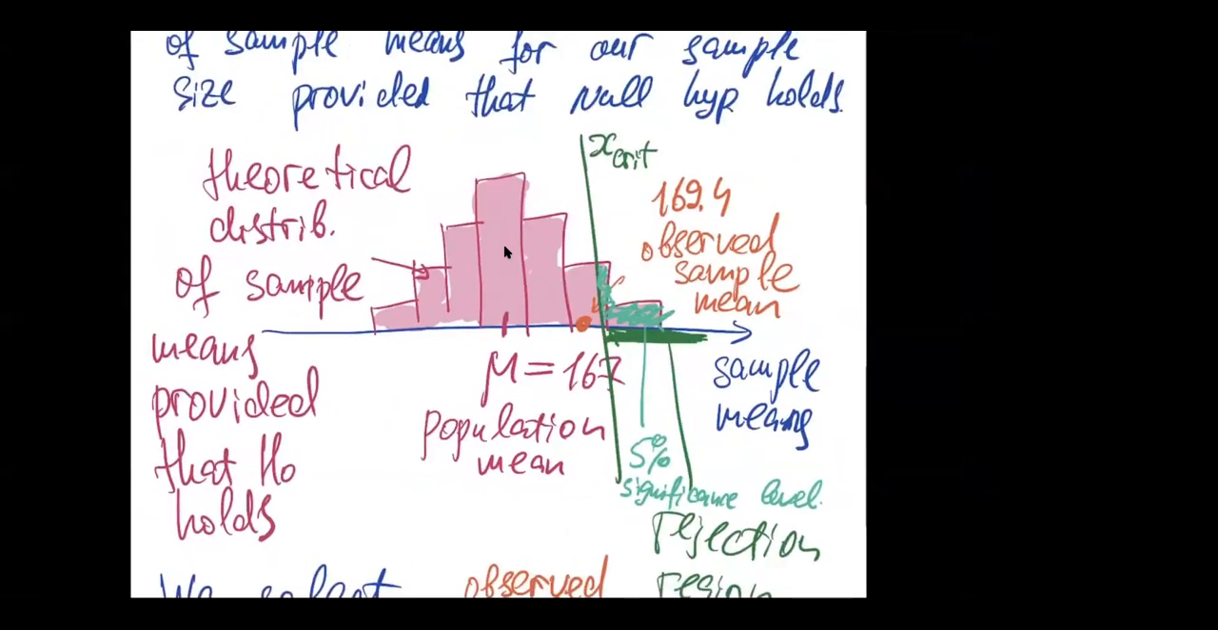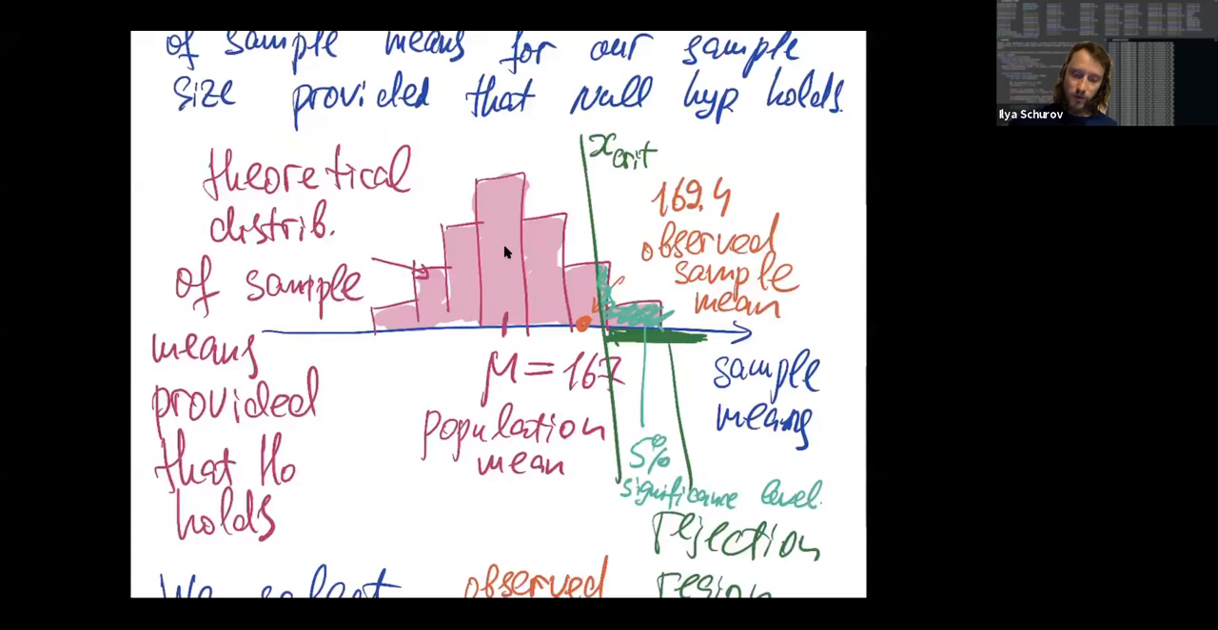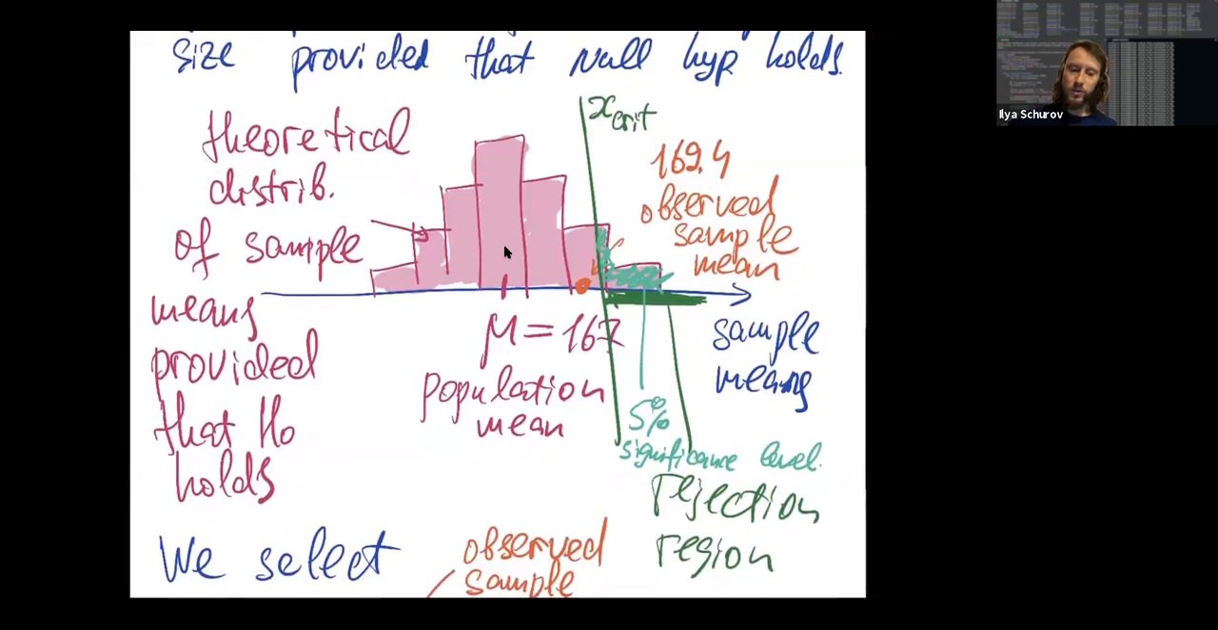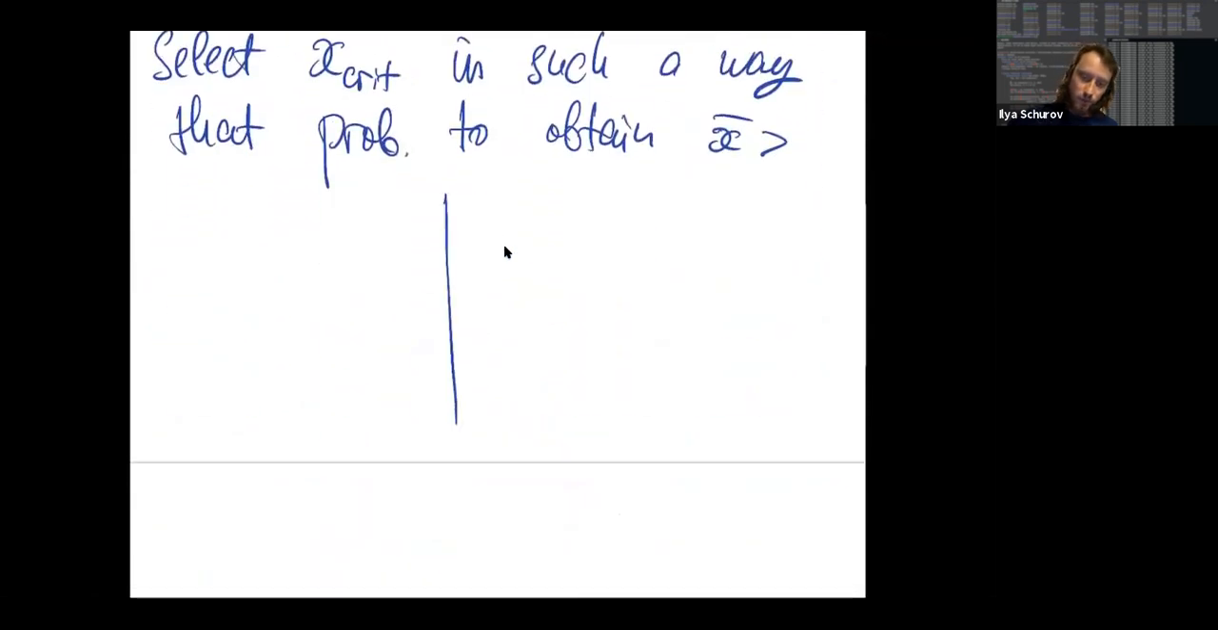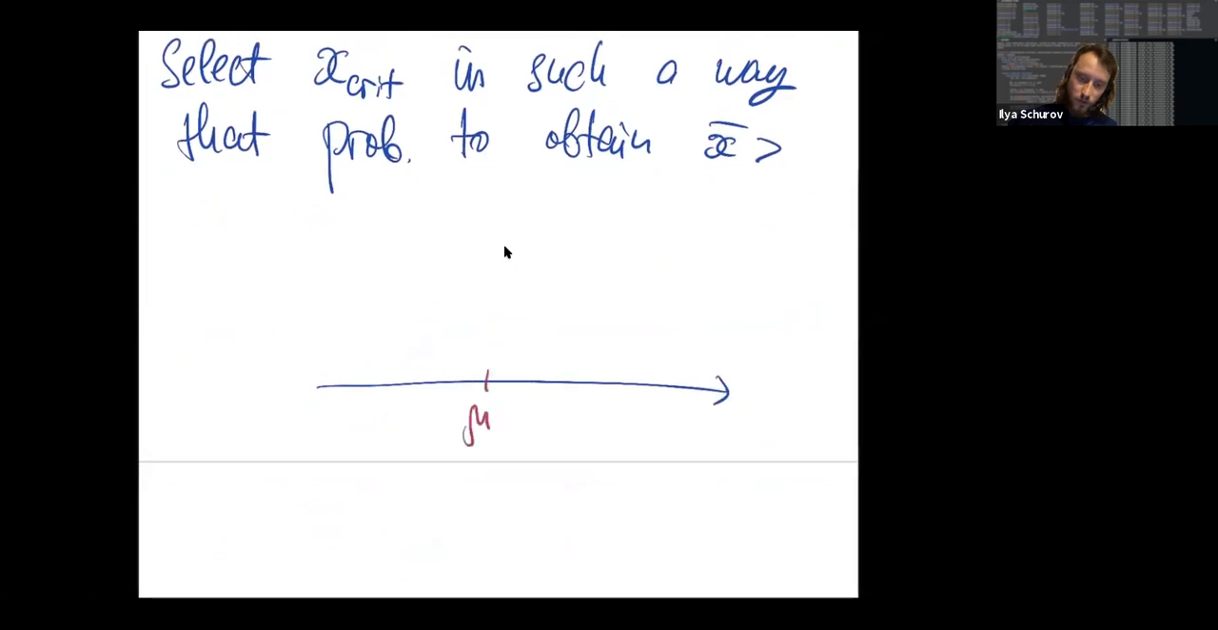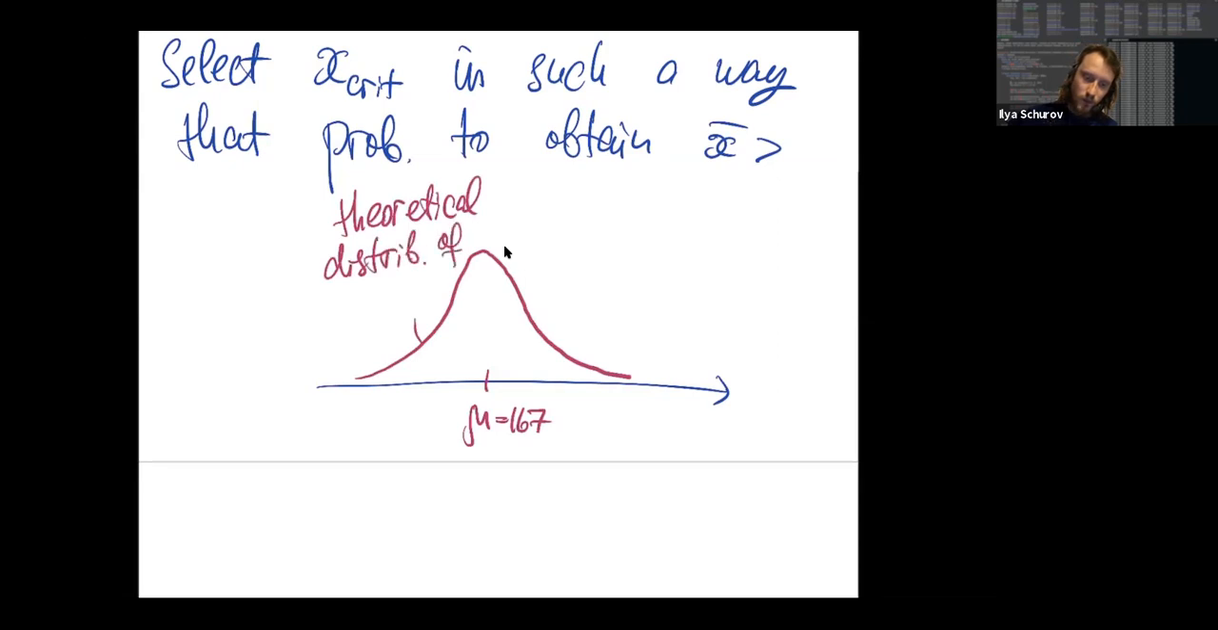What do you mean? What should be 5%? Let me redraw this picture a little bit. If I have a lot of observations, I can make the rectangles in this histogram more and more narrow. And then instead of drawing the histogram, I will draw just a curve. And then I can redraw this picture in the following way. I have mu like 167. And I have this distribution, this is a theoretical distribution of sample means.